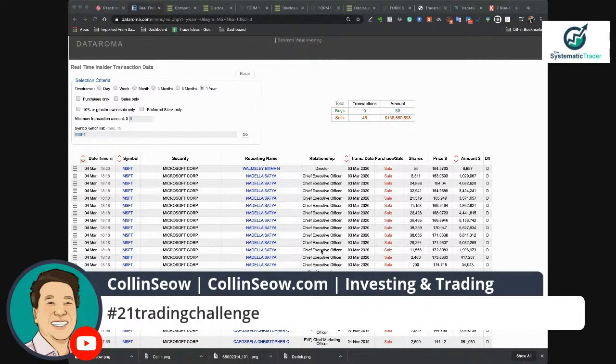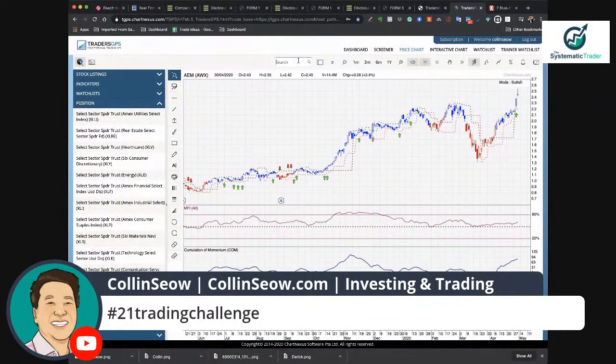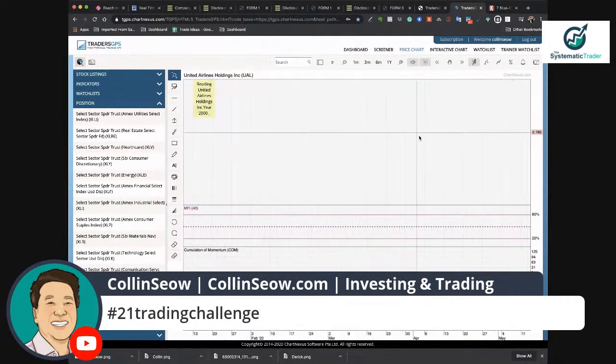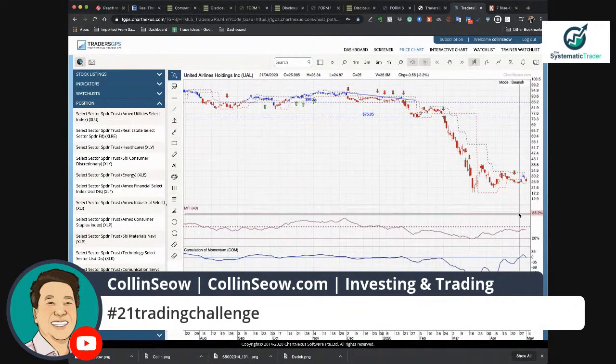Like Warren Buffett just cut loss on all his airline stock. Kraft, he was also wrong. But if you combine Trader GPS with this, then I think you have a very high chance of making money. Airline stock, like United Airlines, can you see from here to here? If only Warren Buffett had Trader GPS, it's a 70% drop. Got it?